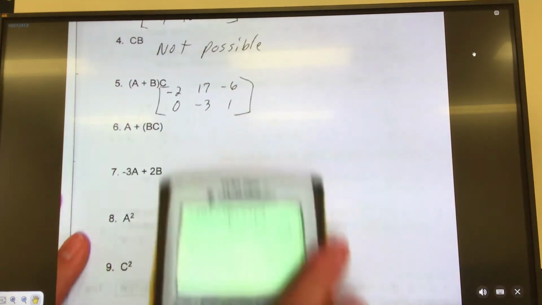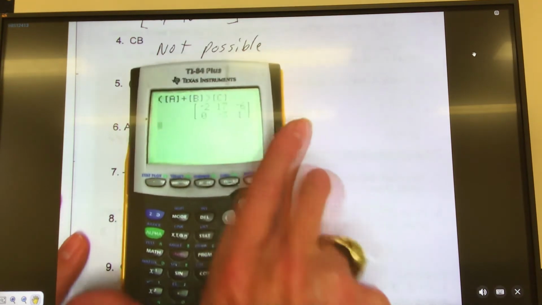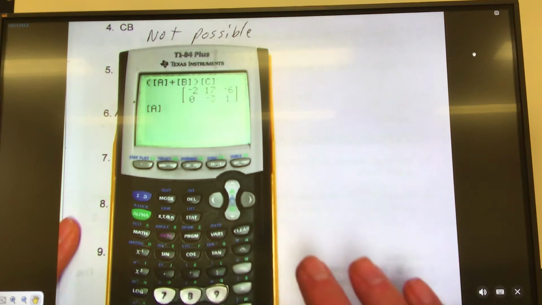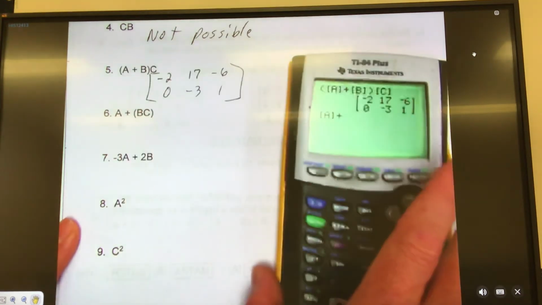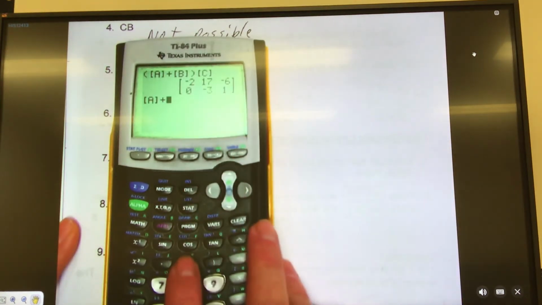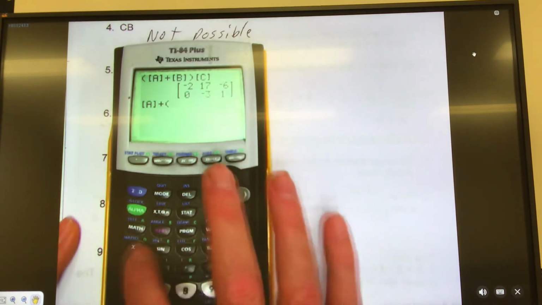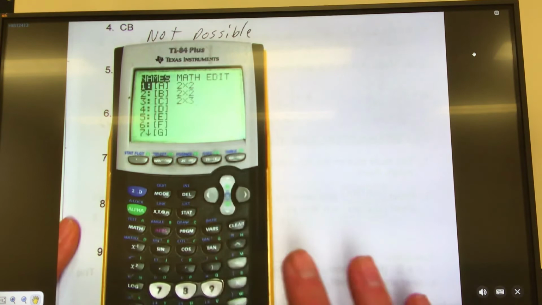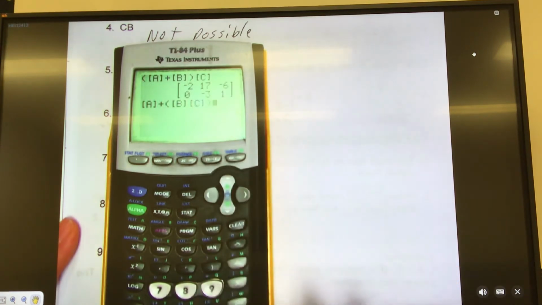Next one is A plus B times C. So second matrix, number 1 for A, plus B times C. Let's go ahead and use parentheses, just like it looks. Second matrix, number 2 for B. Second matrix, number 3 for C. Close it, so that's A plus B times C in parentheses.